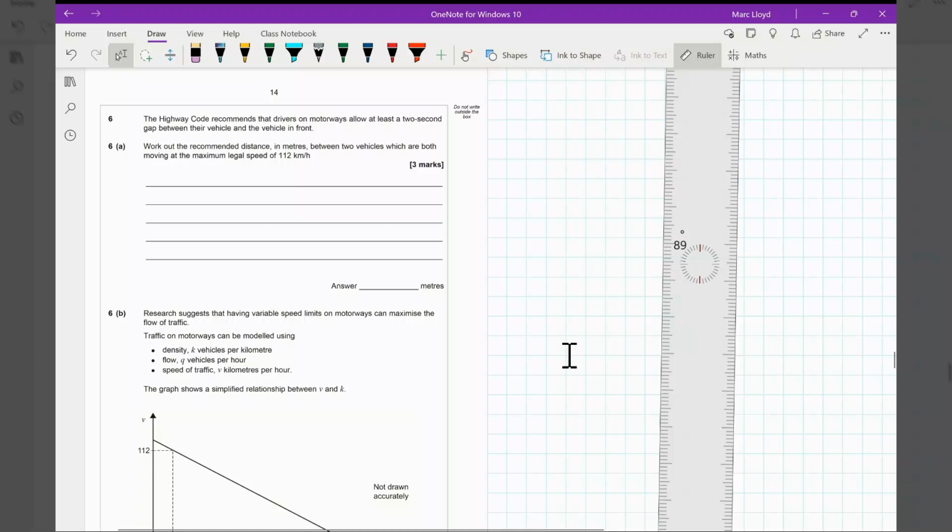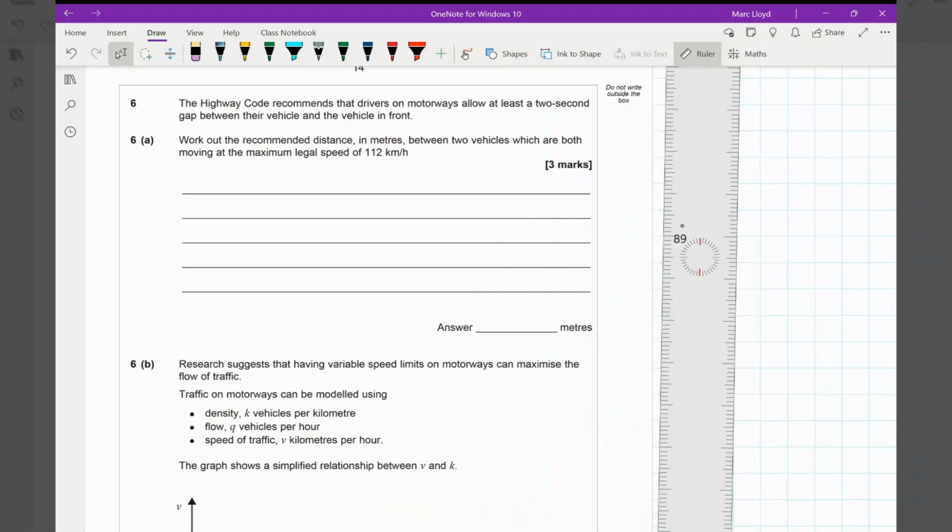Hi there, question 6. Had me in all sorts of bother. Sorry as I paused there, I thought I heard a thunderstorm starting. It's not happening at all. Must just be windy outside.